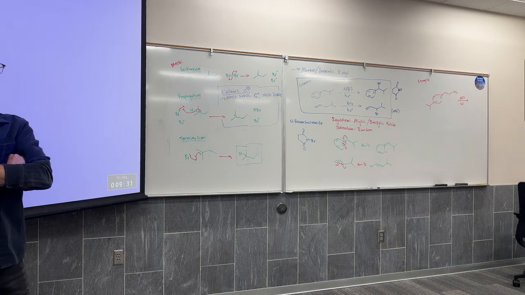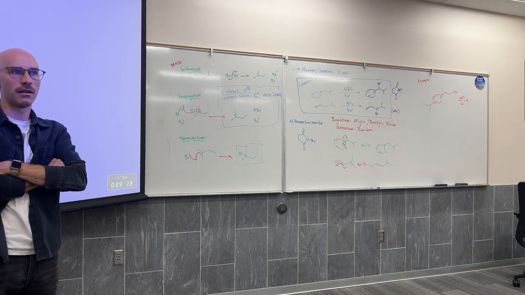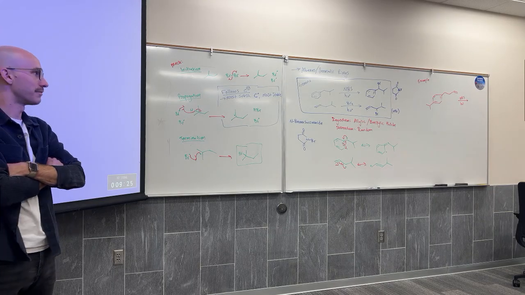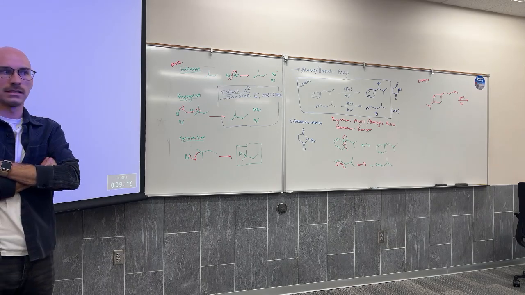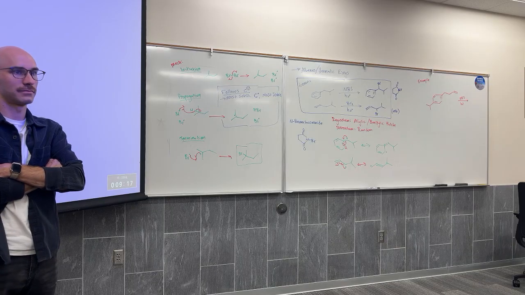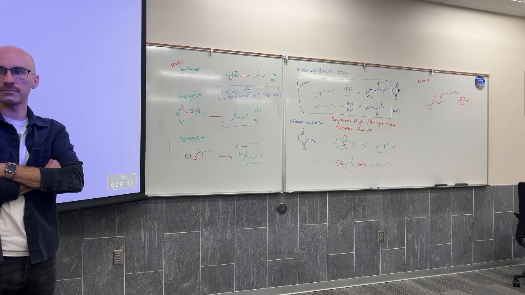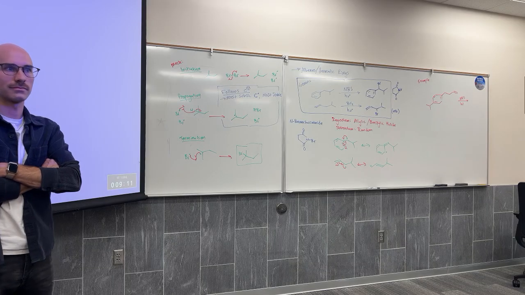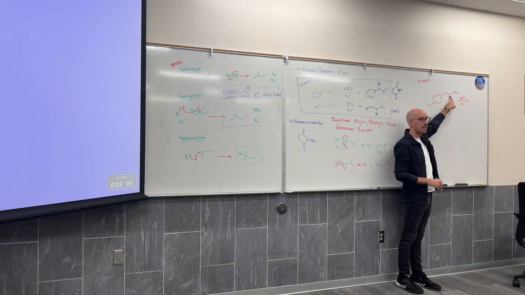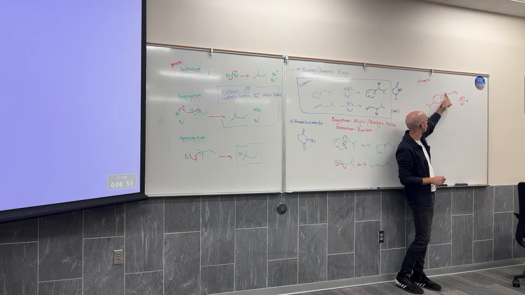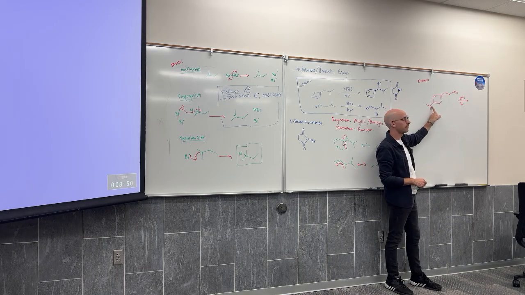Are there allylic or benzylic positions in this compound? Okay, so I'm not going to pay attention to anything that's not allylic or benzylic. How many positions are allylic? Just one, adjacent to the alkene. How many positions are benzylic? Two. One here, one here.